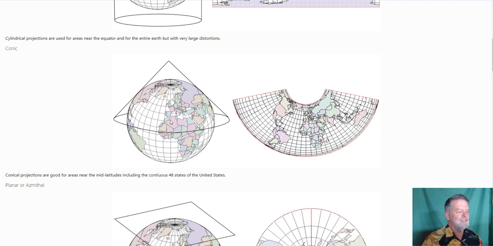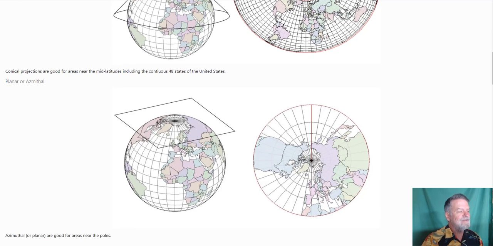A conic projection minimizes distortion in the mid-latitudes. Notice the United States here, Europe, they're looking pretty good, okay, because where the projection surface touches the Earth is where it's going to have the least distortion. So there you go. But the poles at both ends are radically distorted. Planar works well for the poles. And notice here, Greenland, Alaska, northern Russia, they look pretty good. But the US, these countries have just been, really, really poorly distorted.